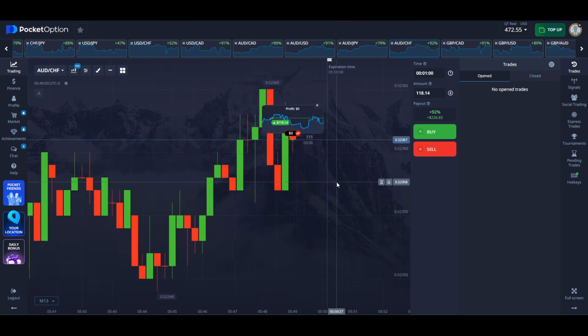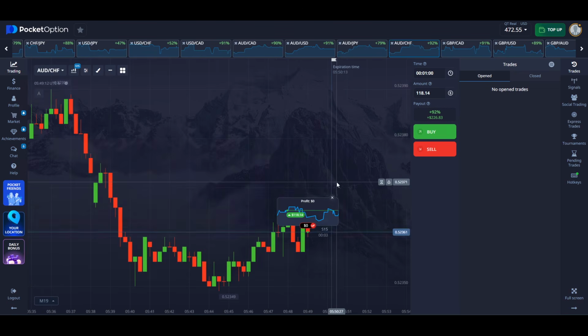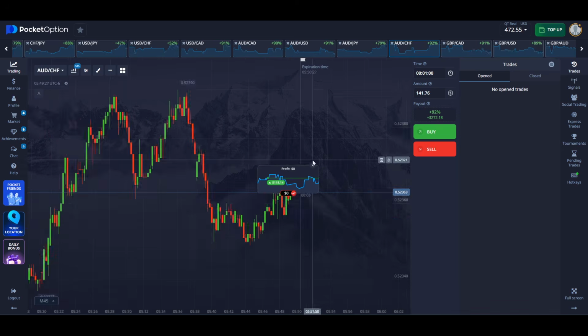Unfortunately, at the last moment, the trade closed at a loss, and as a result, I'm currently down about $30. But that's not a big deal, because thanks to risk management, we can open a trade for 30% and, accordingly, cover this loss with a profit of $141. Let's see how this works in practice.